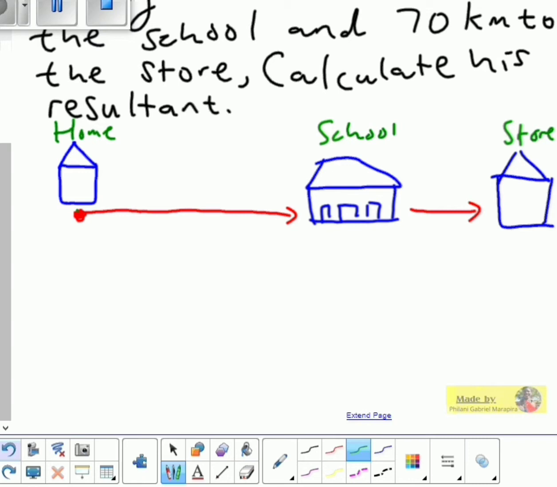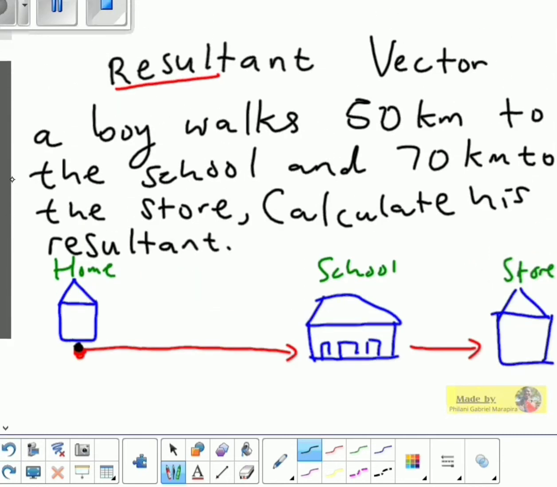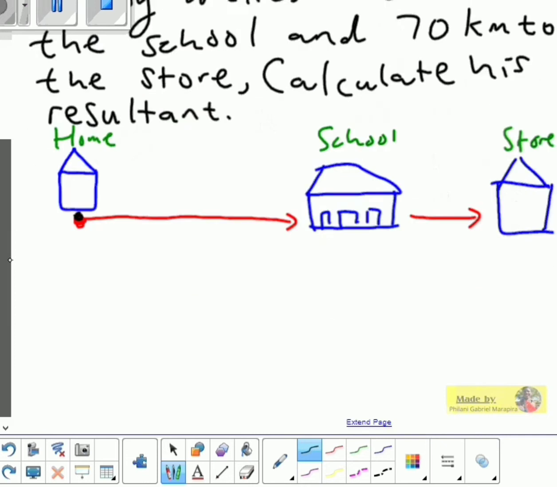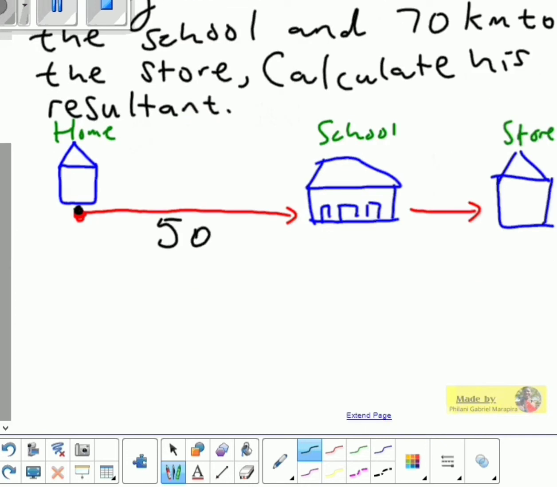First he is coming from home, so this is the tail. Remember when we discussed in a vector that the tail is the starting point, wherever this boy started. So he moved in that direction, although I didn't indicate the direction in the statement, and he walks 50 kilometers to school. So the magnitude of this first vector is 50 kilometers. Let's name it F1. That's your first vector. And then your second vector, F2, he's moving 70 kilometers. Don't mind the length of the vectors, it's just representing them. Okay, so it's 70 kilometers.